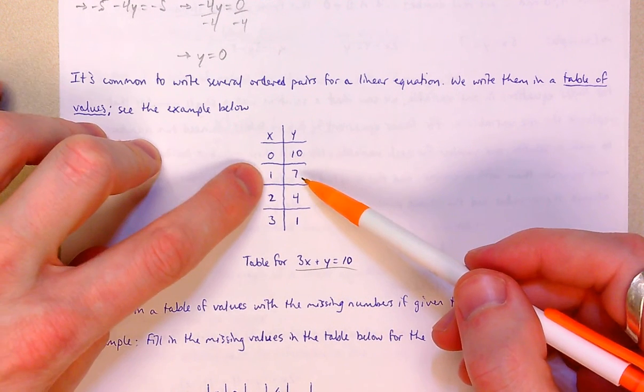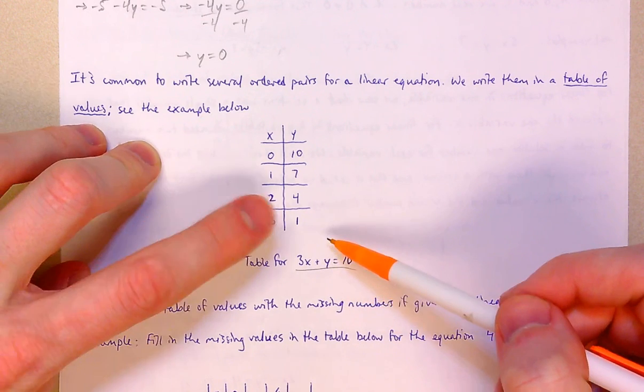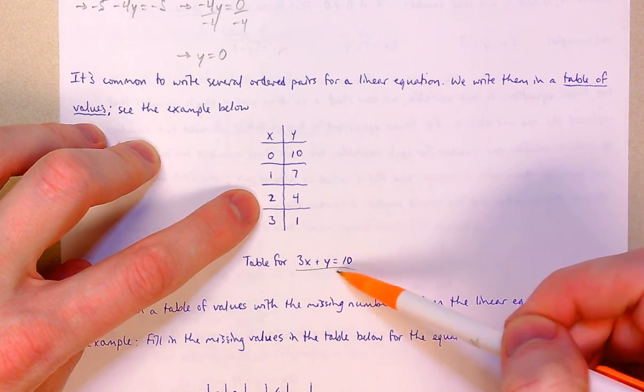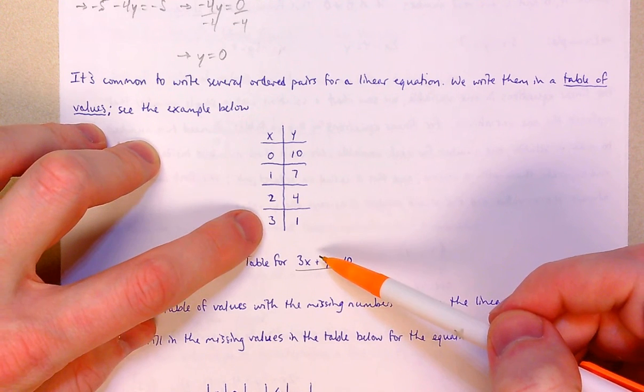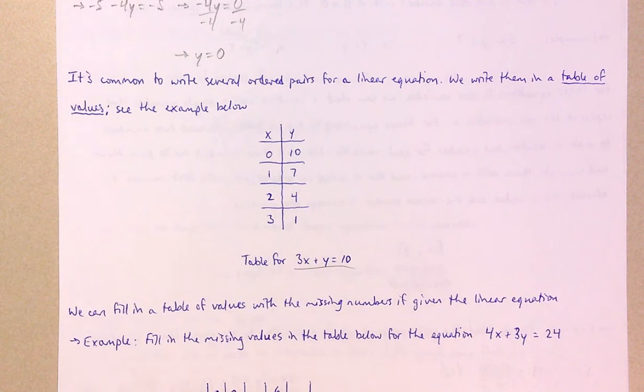Similarly, if you plug 1 in for x and 7 in for y, that's going to make this true. If you plug 2 in for x and 4 in for y, it's going to make this true. And if you plug 3 in for x and 1 in for y, that's going to make this true as well. And we can do this with any x value whatsoever, and then you would have the y value that would work as well. Or it can go the other way. You can have, say, a y value and then find the x value that's going to work with it as well.